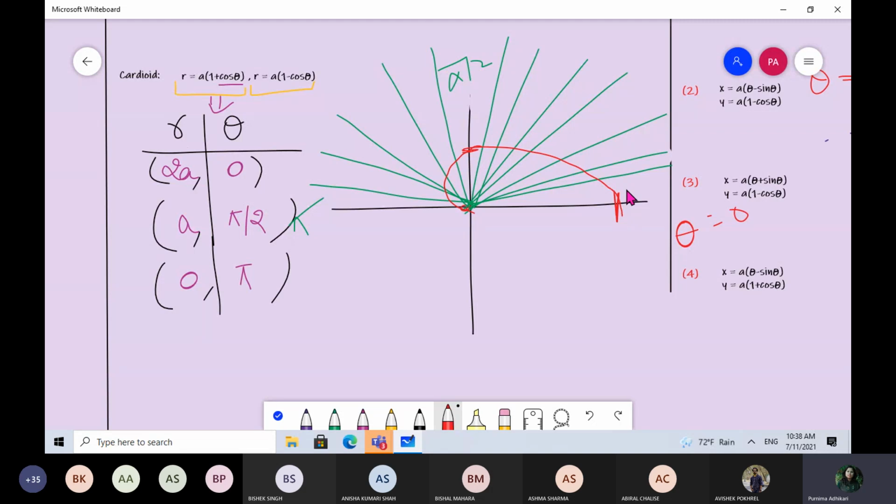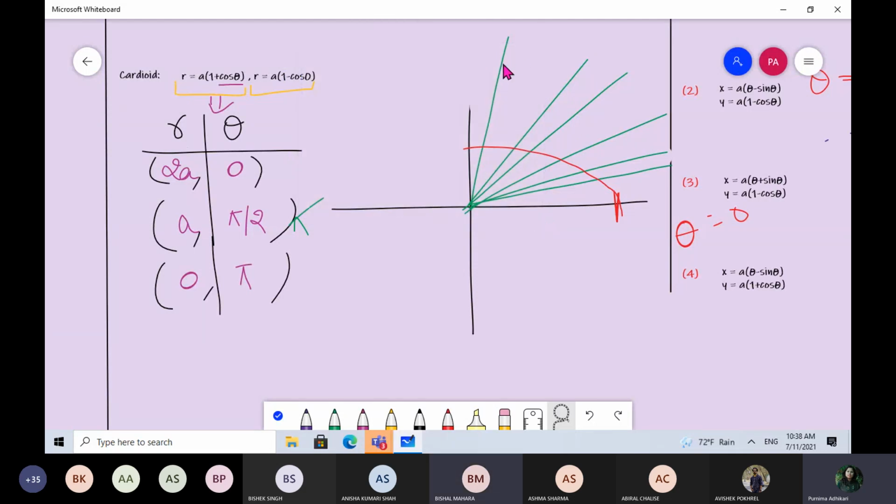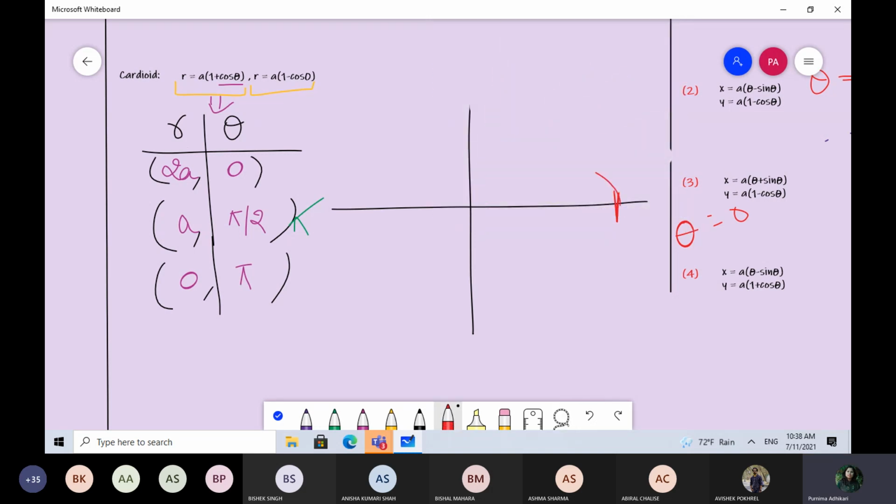Okay. So yes, any doubt, anyone? This part is clear? Any doubt to anyone? Please ask. No, ma'am. Okay. So your curve looks like this.